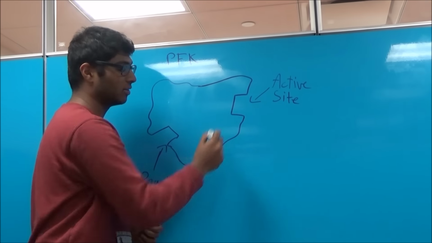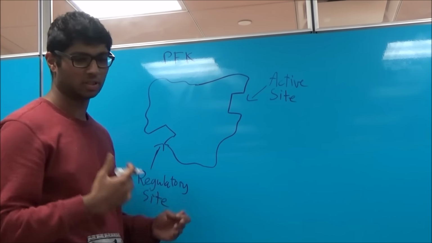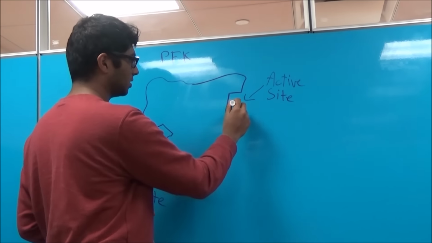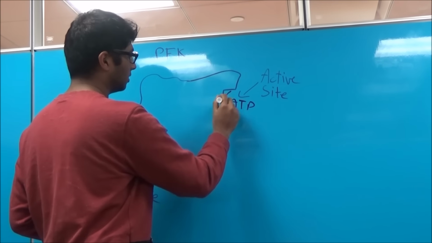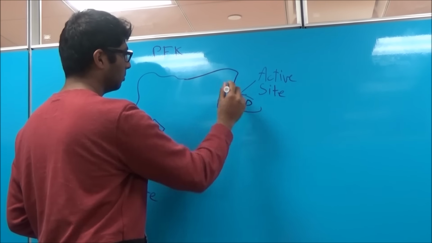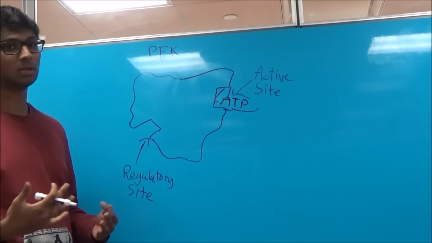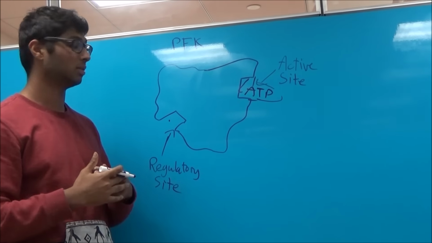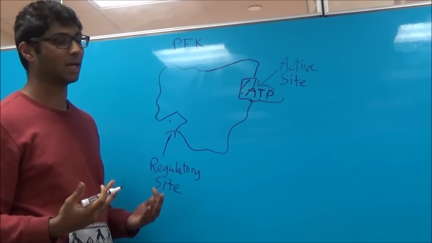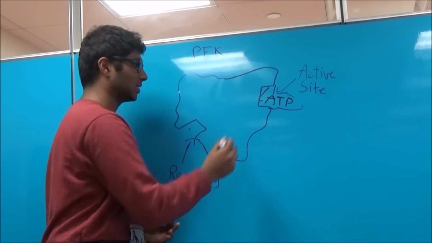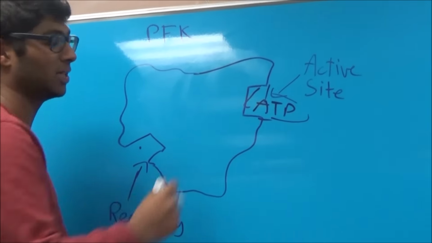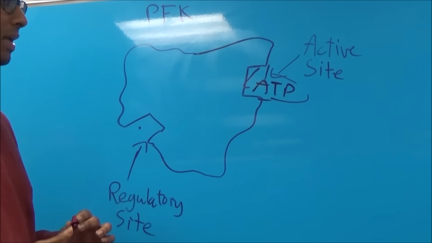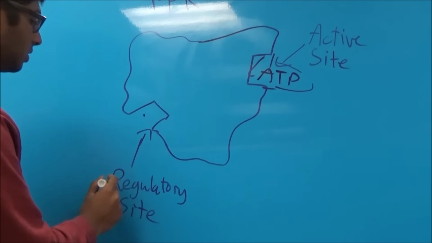The active site has a higher affinity for ATP, so if you have a smaller amount of ATP, it'll first bind to the active site and it'll react here. But if you have a larger amount of ATP, it'll start to bind to the regulatory site and it'll slow down the overall reaction. So in this way, ATP acts as a substrate when it binds to the active site, but also as an allosteric regulator when it binds to the regulatory site.